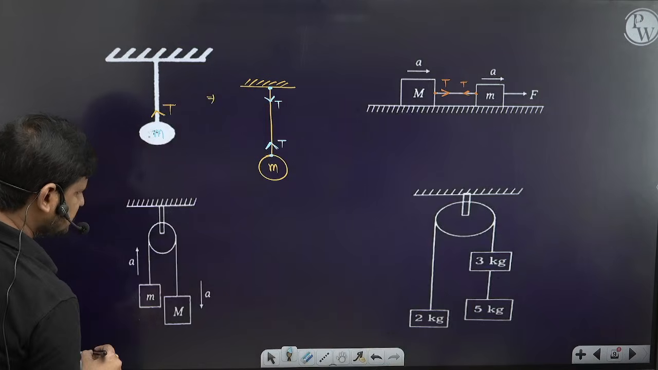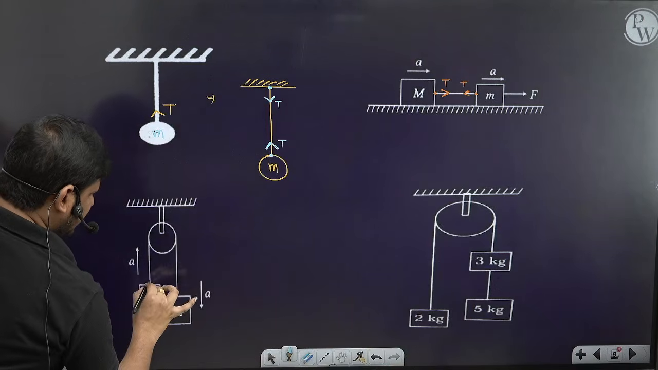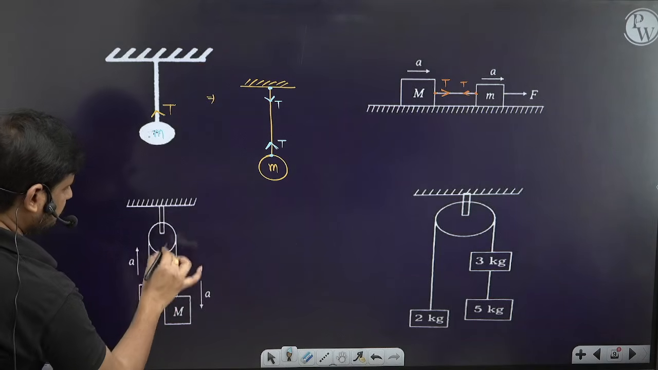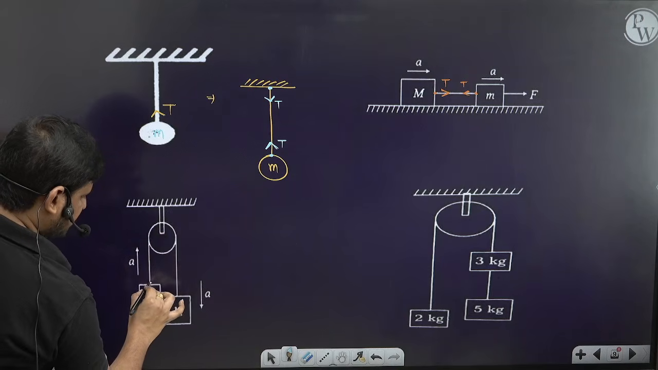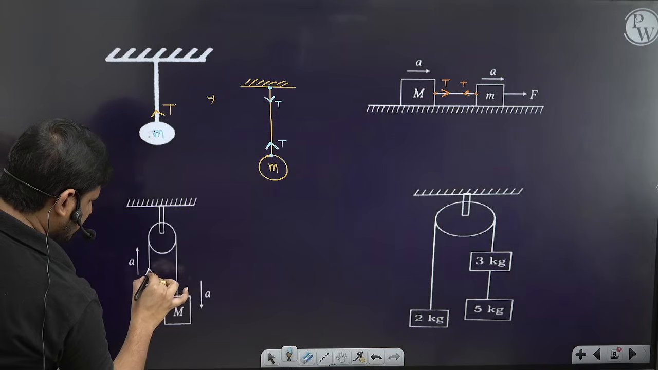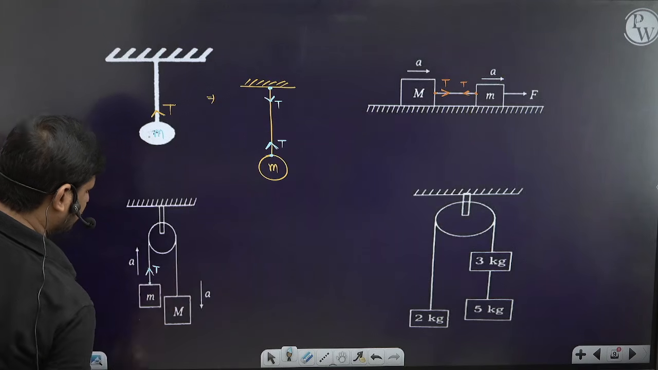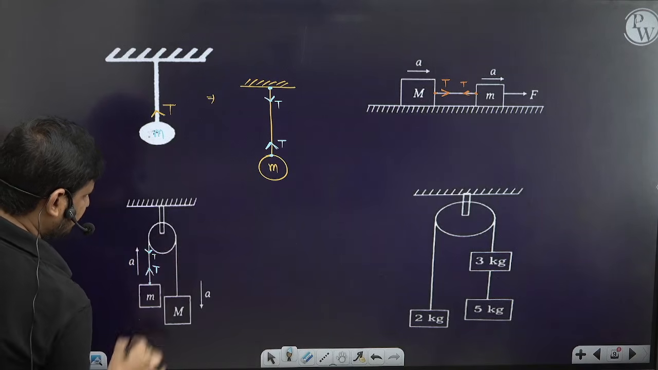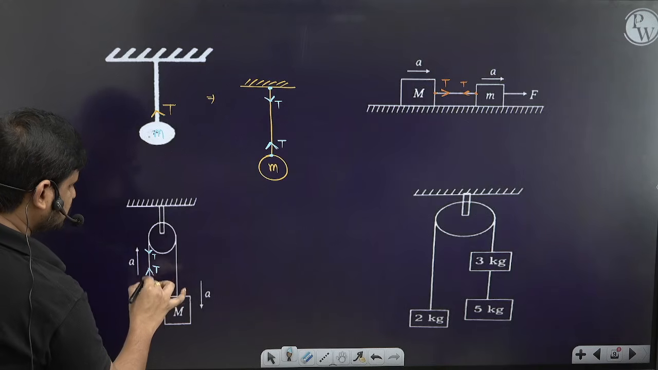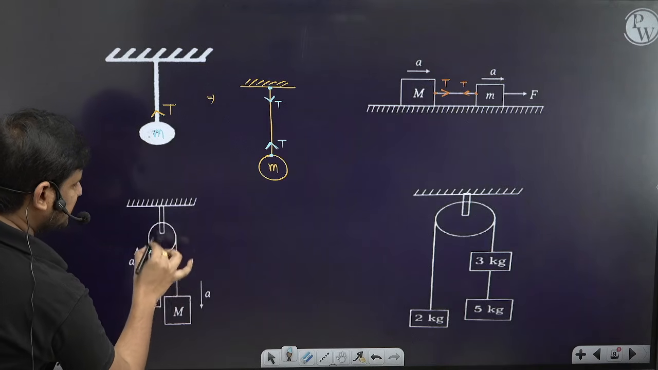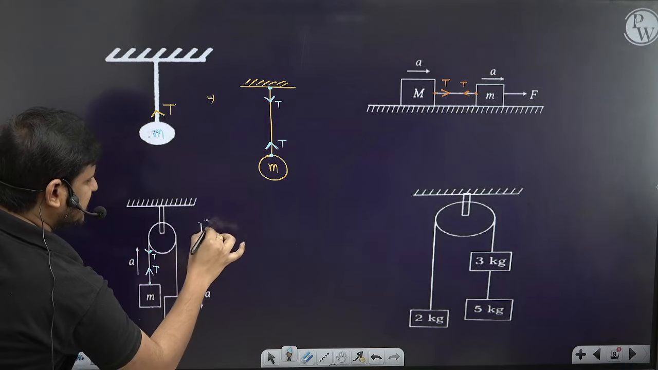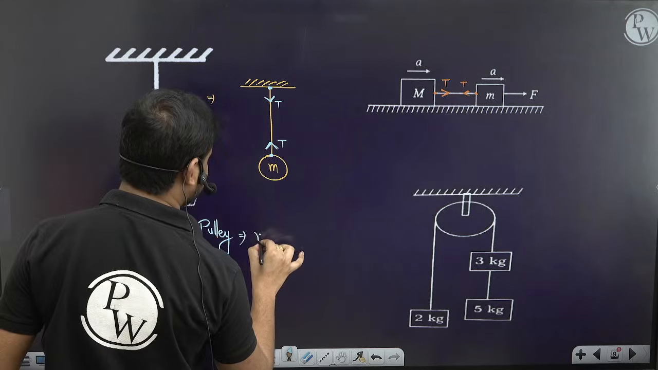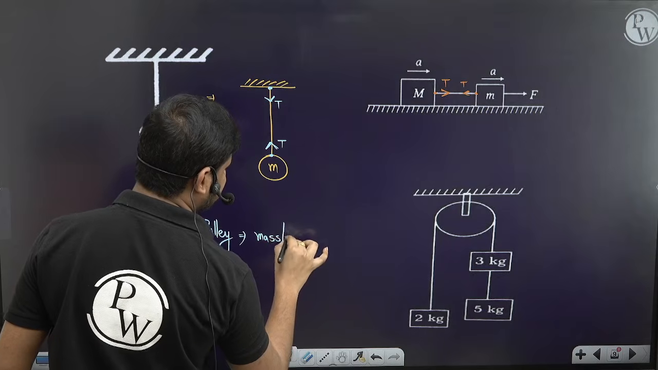Next, let's take this one, guys. If you observe here, this is called a pulley, the simple pulley. You can observe that this is a point of contact. Yes or no? Here the tension acts away from the body, and again here is the point of contact, so from the pulley, away from the point of contact. See, this pulley we considered as massless and frictionless. In our syllabus, we consider the pulley as massless and frictionless.